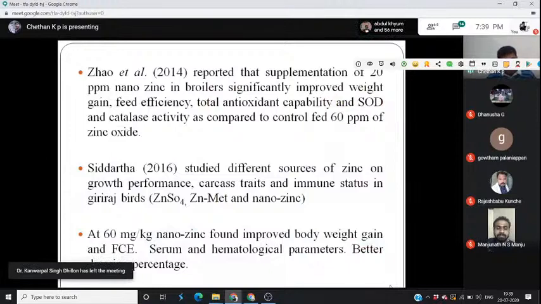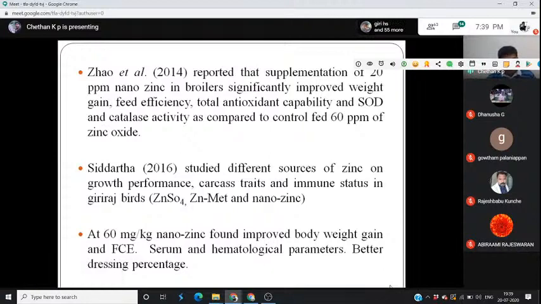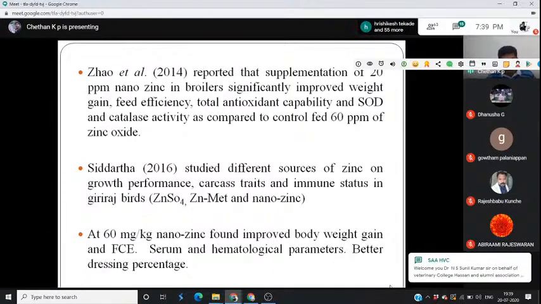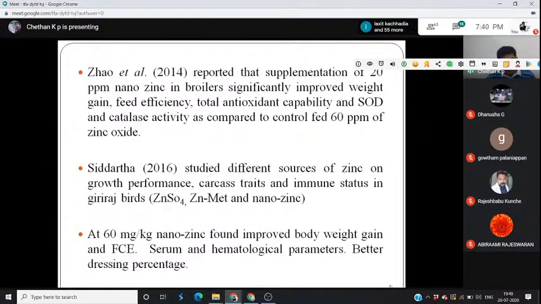Some other researchers also found similar results, one such example being Zhao and co-workers. They reported that supplementation of 20 ppm nano zinc in broilers significantly improved weight gain, feed efficiency, total antioxidant capability, as well as SOD and catalase activity compared to the control fed 60 ppm of zinc oxide. Here they compared inorganic versus nano zinc. Inorganic was supplemented at 60 ppm, whereas nano zinc was supplemented at 20 ppm. So we can reduce the supplementation dose.